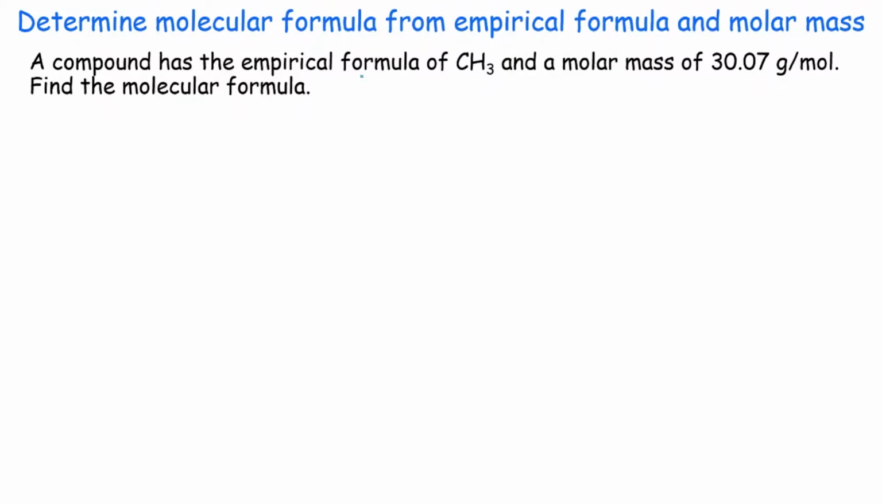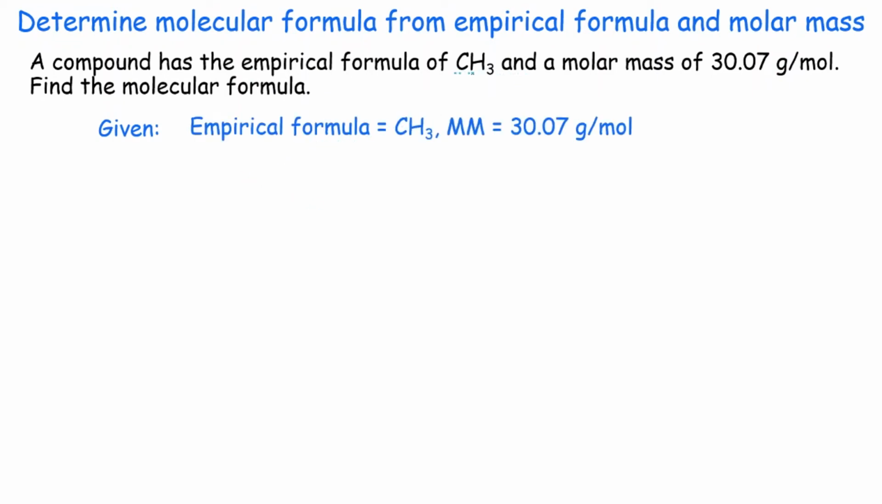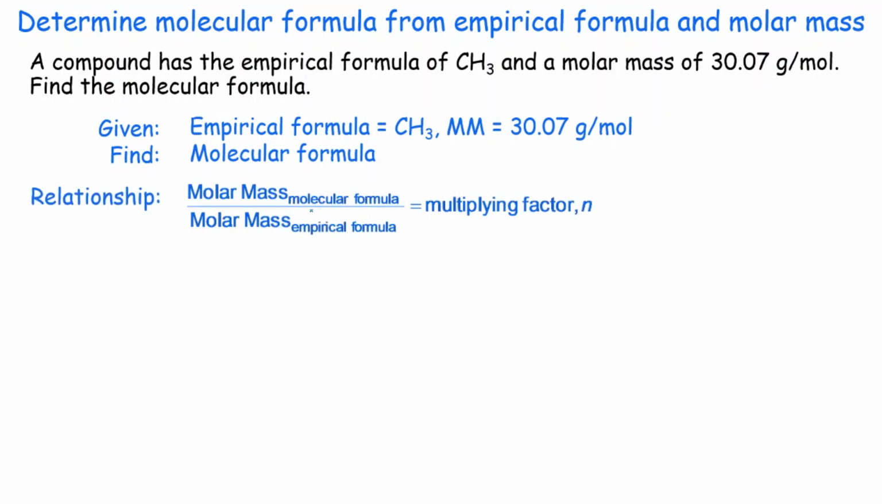Let's work on a problem. A compound has an empirical formula of CH3 and a molar mass of 30.07 grams per mole. Find the molecular formula. Okay, what is given? The empirical formula is given, and the molar mass of the molecule. What do we need to find out? We need to find out the molecular formula. Relationship or equation: we just use the equation we just learned from the previous slide.